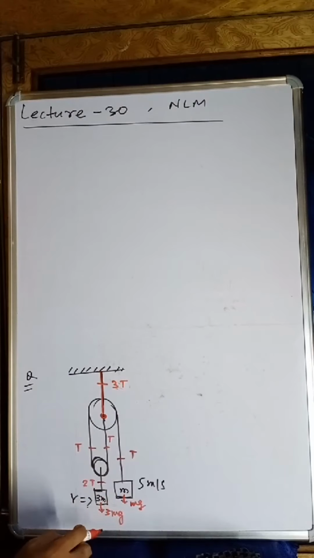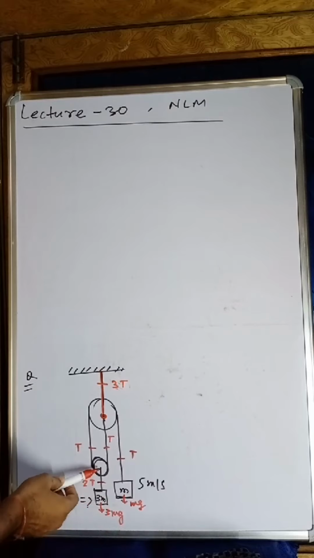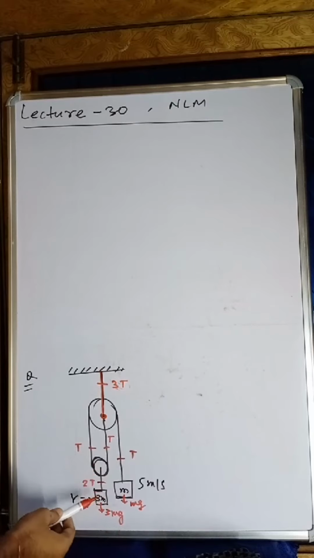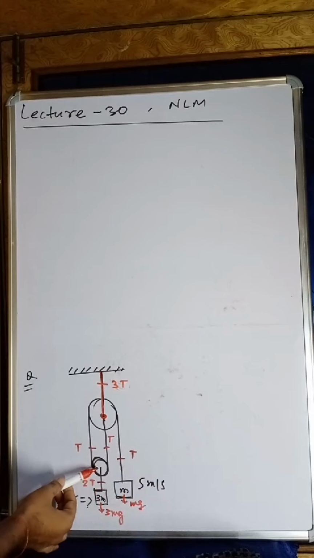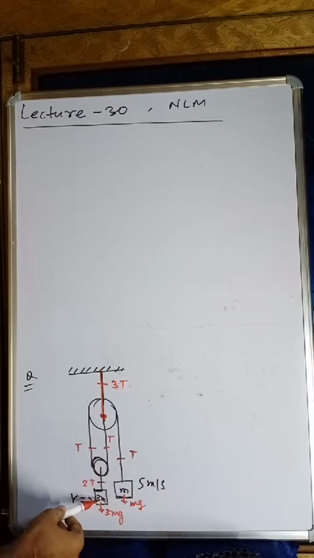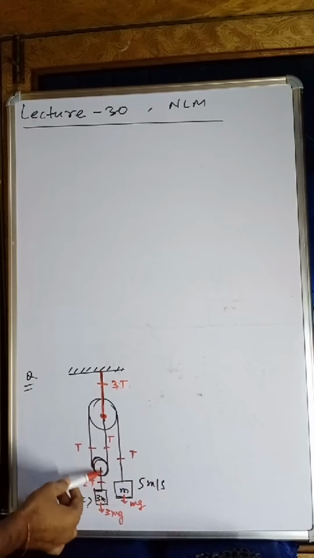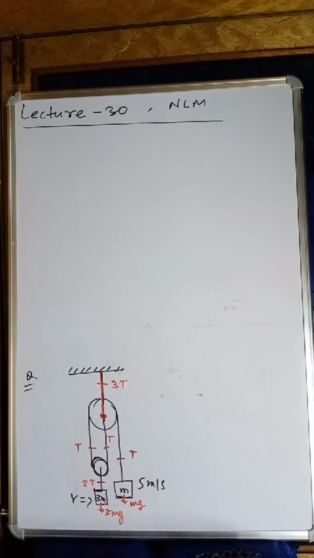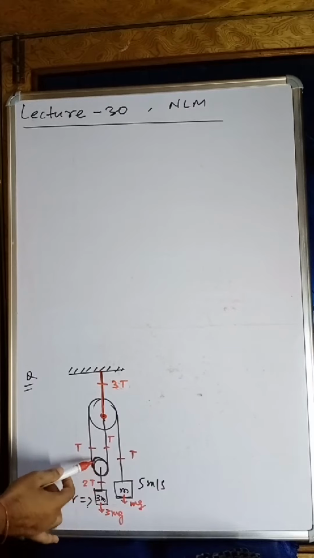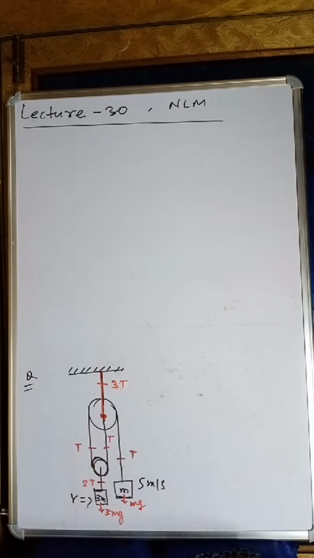Here, my dear students, you may be asked the velocity of this pulley also. Remember, not the velocity of this block only, but you may be asked to find the velocity of this pulley also. Remember, the answer will be the same. The pulley will move with the same velocity as this block, because both are connected without any constraints. They are connected directly. So this pulley and the block will move with the same velocity.